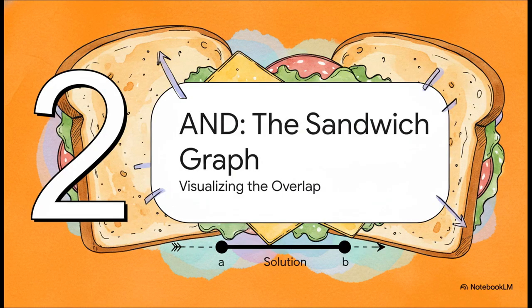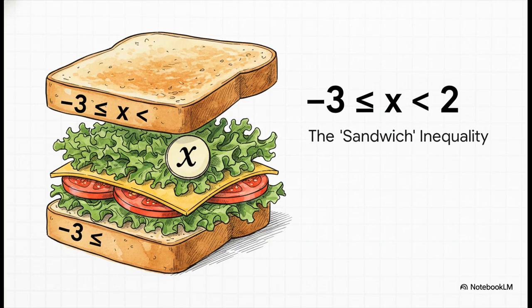Okay, let's dive into our first type, the and inequality. Honestly, the best way to think about this is what I call the sandwich graph, because the solution is always, you guessed it, sandwiched right between 2 points. Here's a classic example. Now this looks like one statement, but it's really saying two things at once. X has to be greater than or equal to -3, and X has to be less than 2. Let's get this on a number line to really see what's going on.